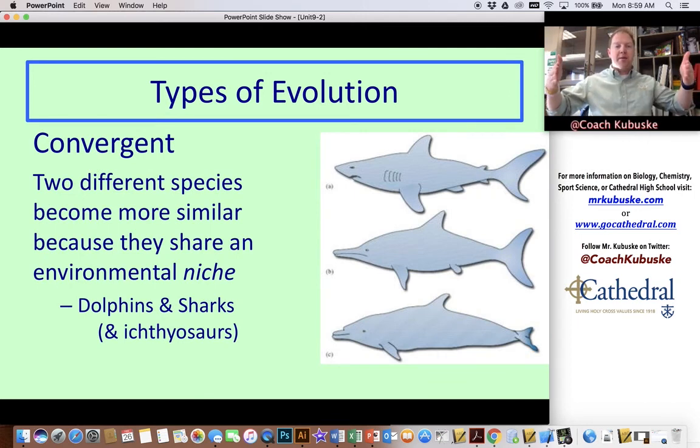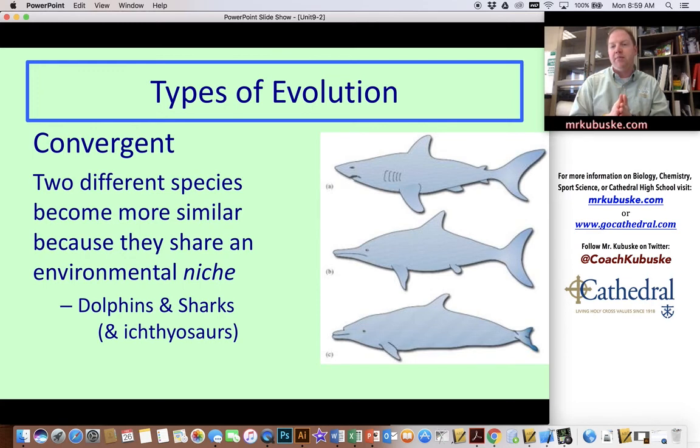Convergent is the opposite. In other words, we are two completely different species, but we have traits that look very similar to one another, and we start to look like the same thing. But what's important here is that they will never be the same thing. Sharks and dolphins look really similar. They have a lot of the same traits, but they will never be able to reproduce.